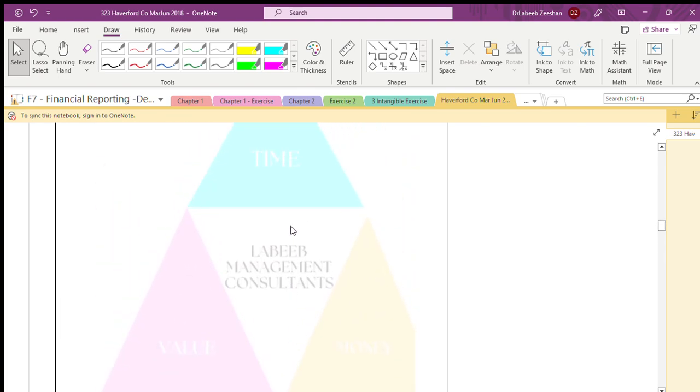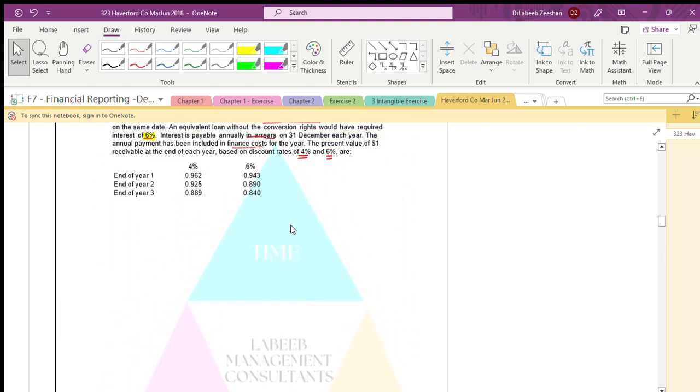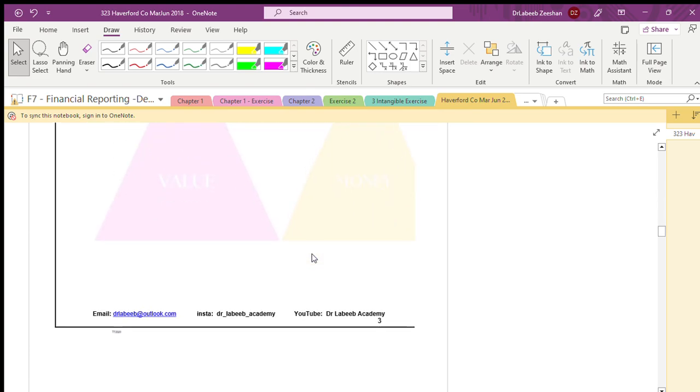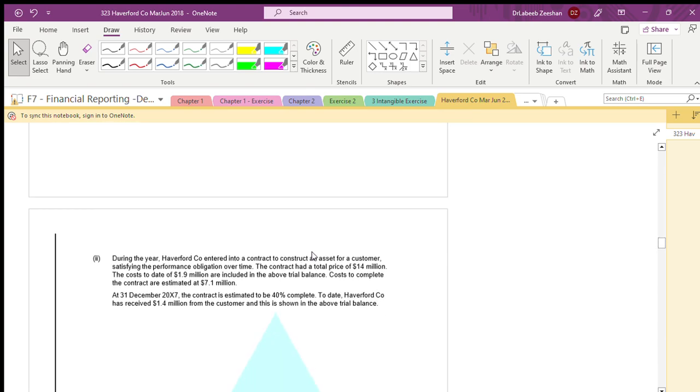I have given you space here for each adjustment. First, I will do the workings here, and subsequently, in the end, we are going to prepare all three statements. During the year the company entered into a contract to construct an asset for a customer, with performance obligation satisfied over time.